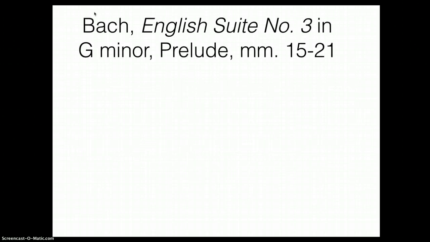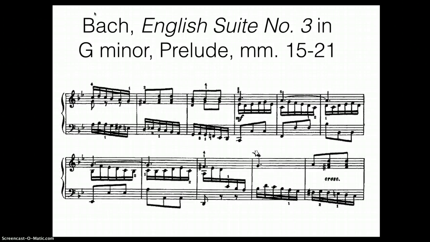Let's take a quick look at a musical example, a Bach English Suite number 3 in G minor. This is from the prelude. Here we have a score with a little more music than we need. We're going to be analyzing starting at measure 15 to about 21. I'll play this excerpt for you.